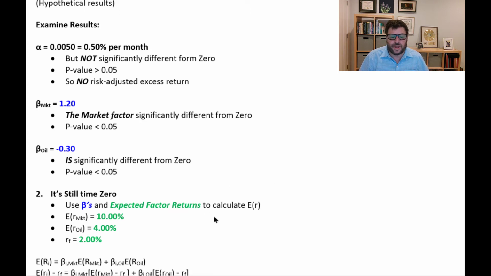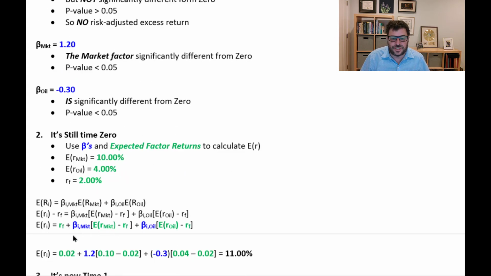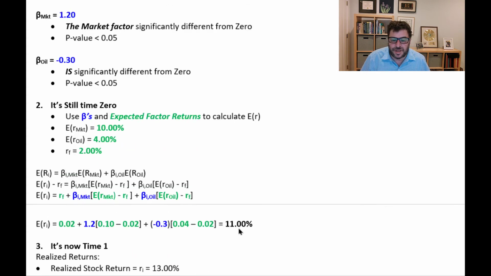And let's assume that I'm looking at average returns, and I see that the average return of the market has been 10%, so I expect the market return to be 10%. I expect the return on oil to be 4%, and I have a risk-free rate of 2%. So I plug these into my model. Here's my risk-free, here's my beta, here's my market minus my risk-free, here is the beta for oil, here is the oil minus the risk-free, and I get an expected return of 11%.